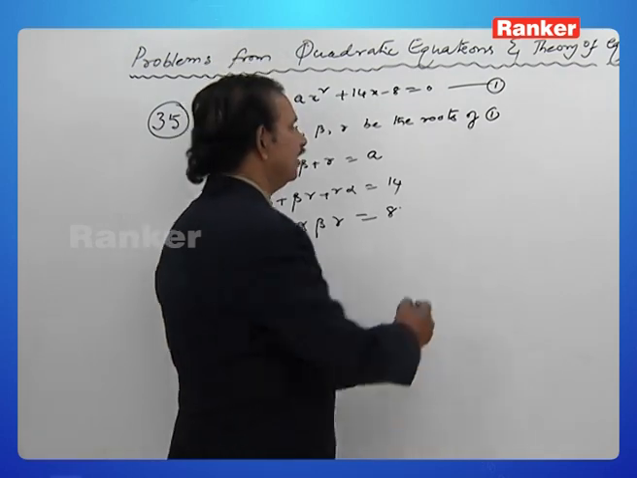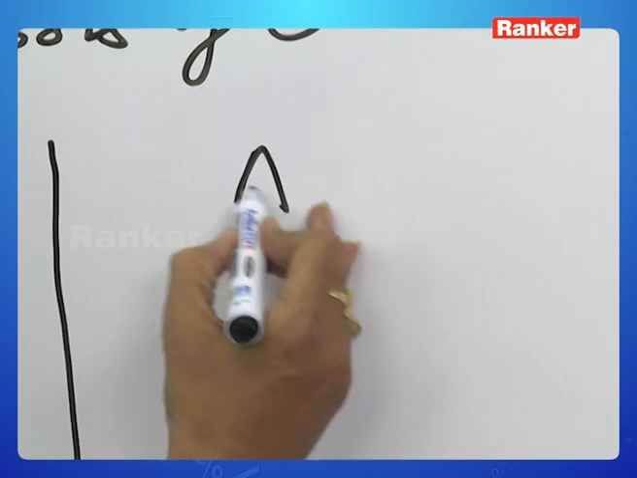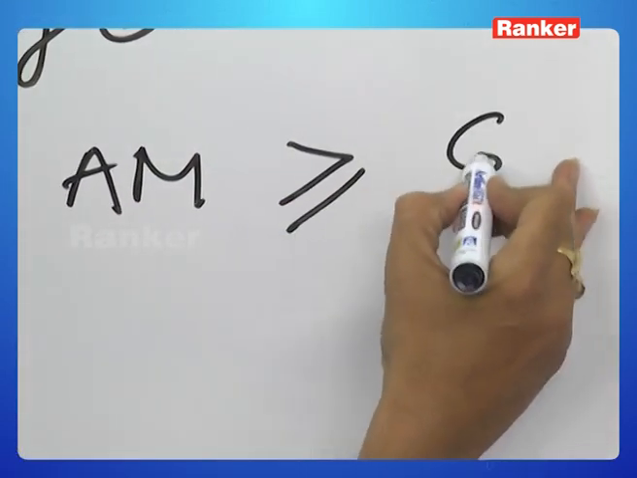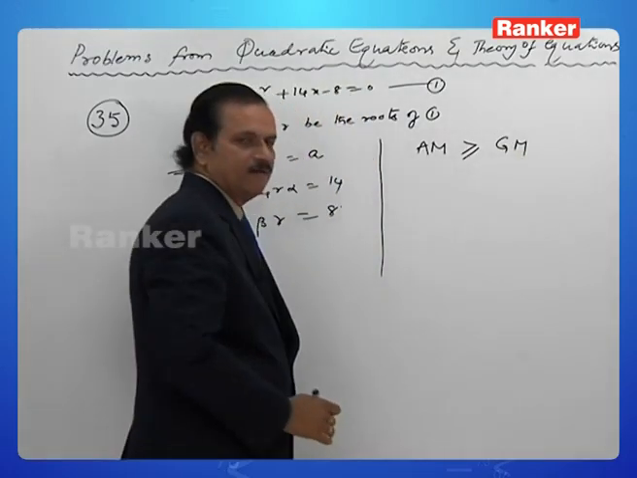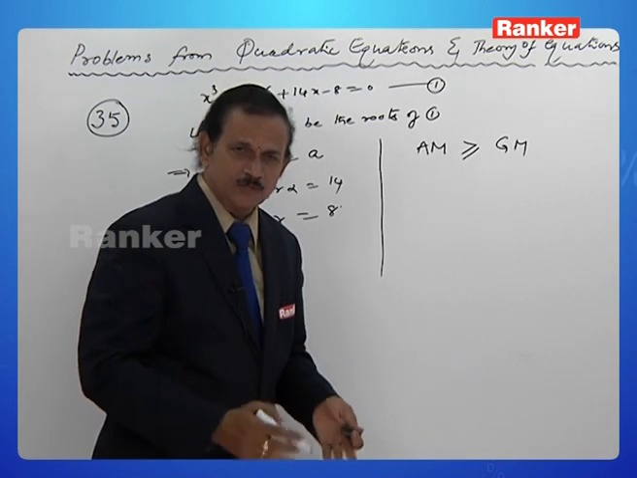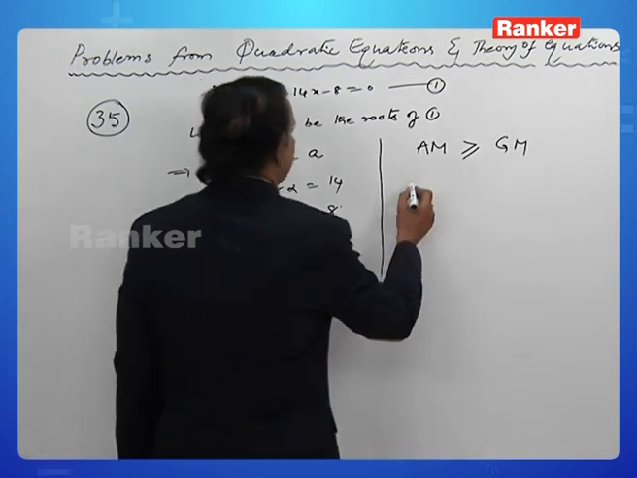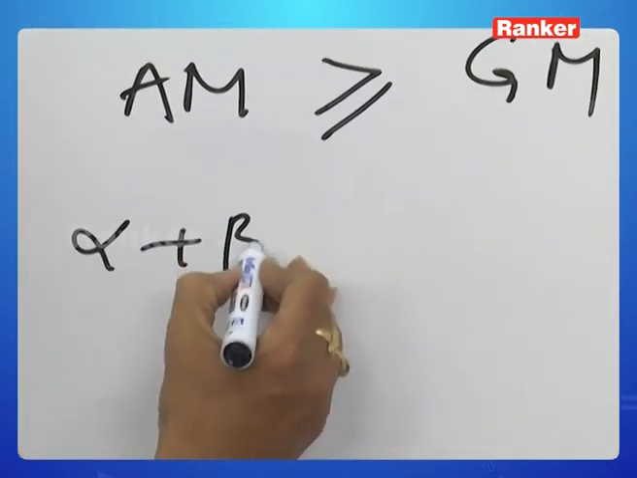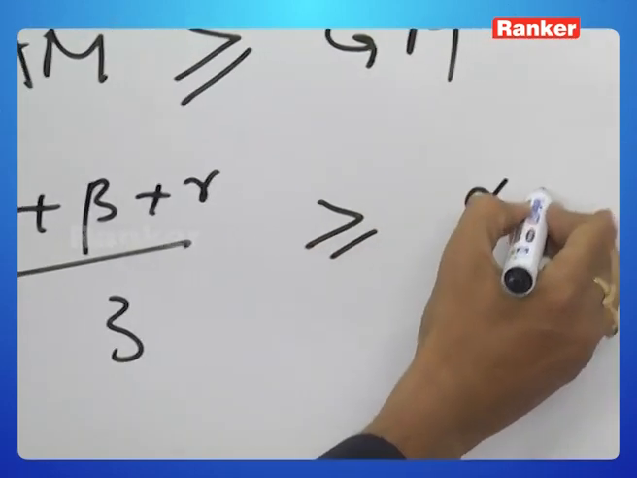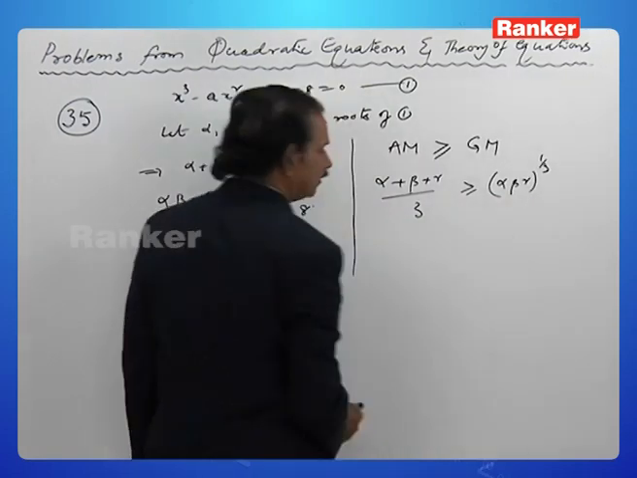Now, let me use the famous result regarding the arithmetic mean and geometric mean of the roots. AM is greater than or equal to GM, provided the numbers are positive. Here, of course, the roots are positive, so we are going to apply this for alpha, beta, gamma. What is AM? Alpha plus beta plus gamma by 3. What is GM? Alpha into beta into gamma whole to the power of 1 by 3.